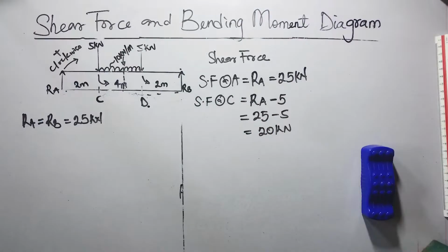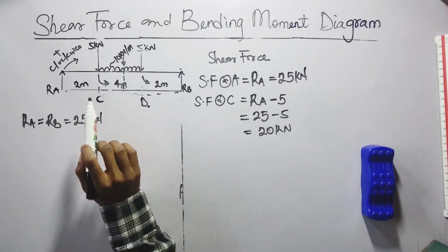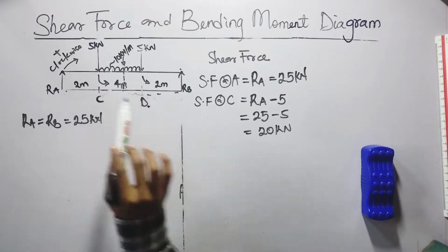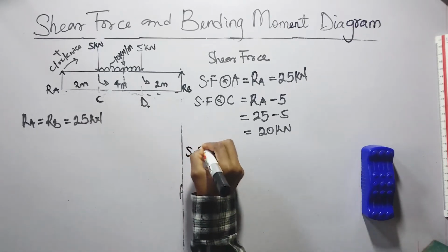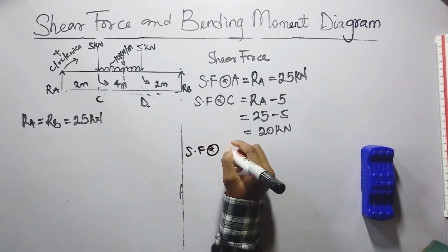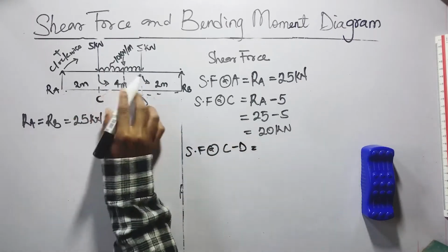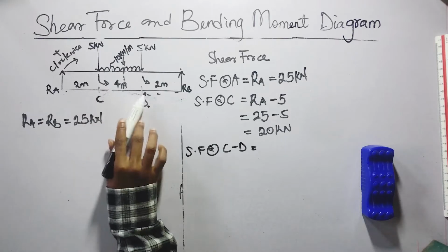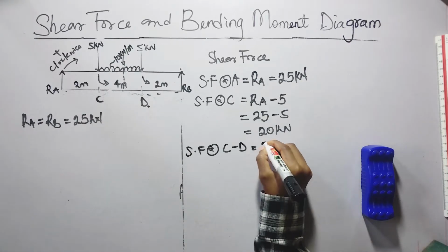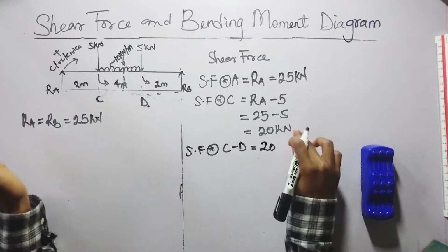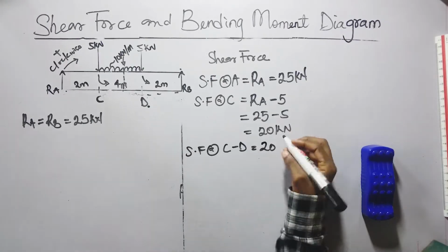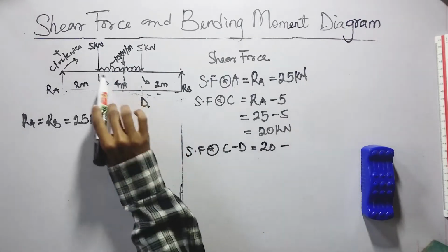Considering the UDL, we have to take into cognizance the shear force between C to D. So that's what we're calculating. So shear force at C to D span, we bring down 20 kilonewton minus, firstly, we need to convert it to a point load, which is 10 times 4.